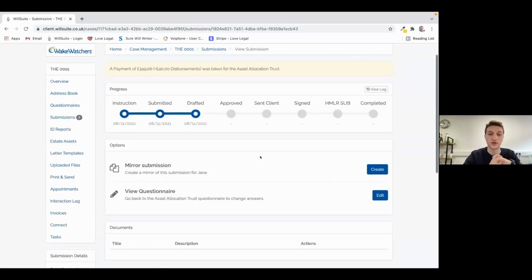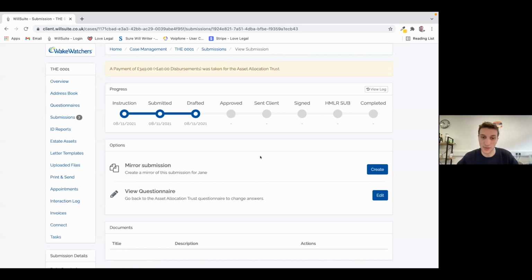So now if we refresh the page, we can see that the case has now been moved to the drafted step. A common mistake that I notice a lot is that people think that when the pipeline is on the drafted step, the documents are ready on their system. But actually what that means is simply that the solicitor's team will have looked at the documents produced by the system and uploaded them for the solicitor to approve them.